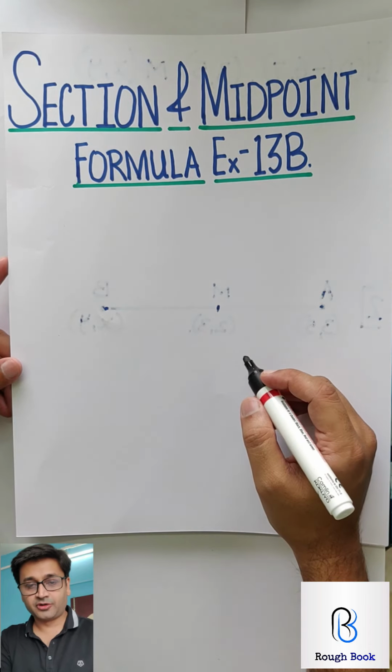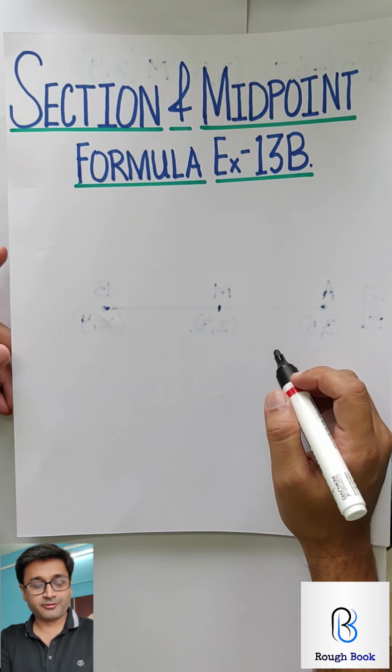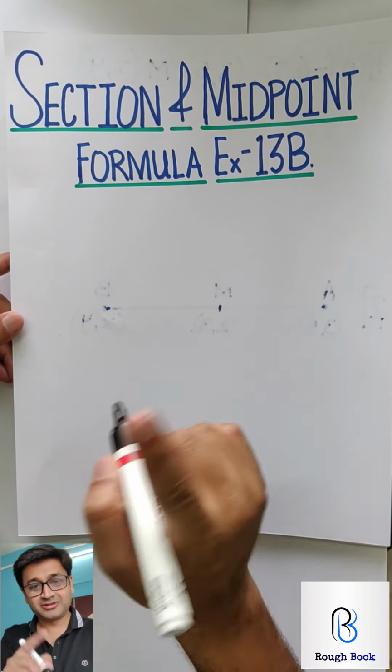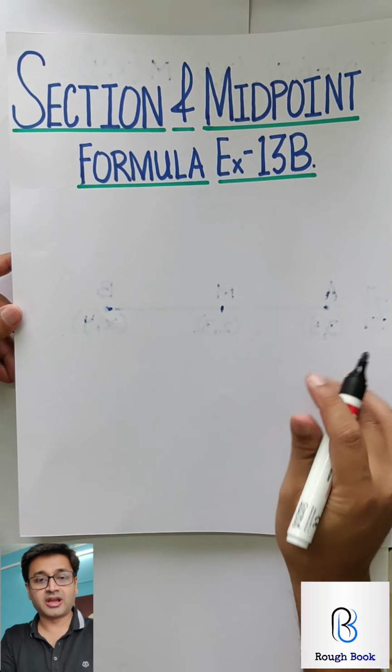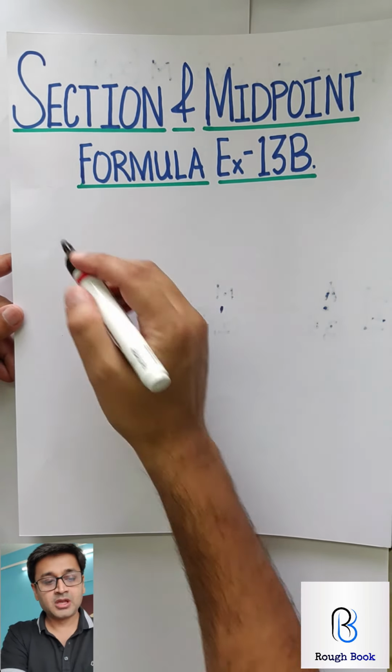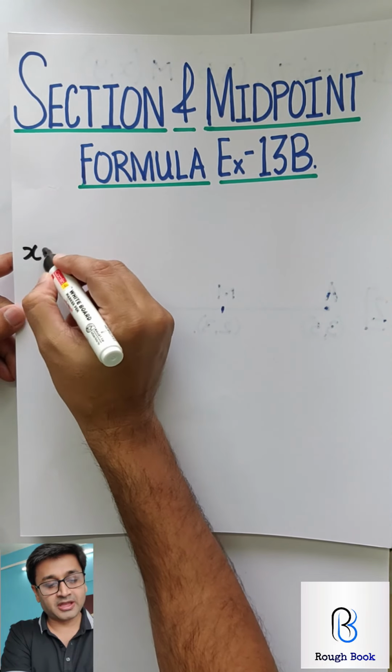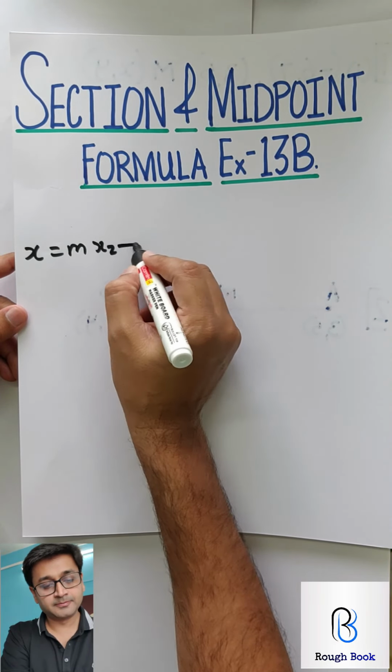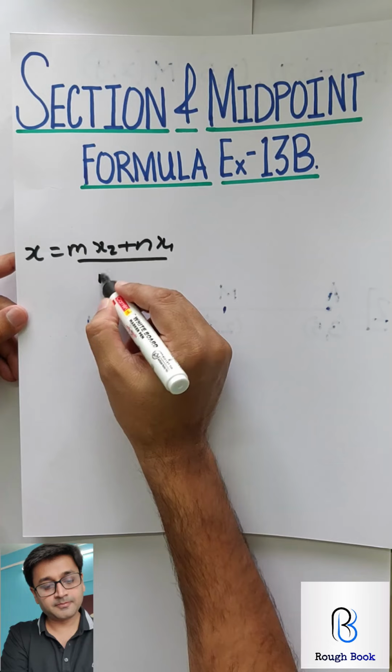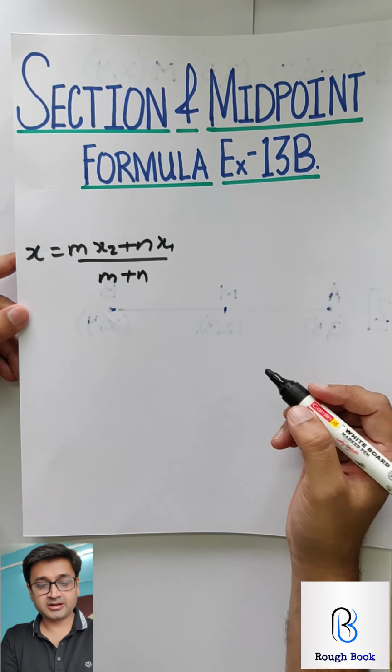Yesterday we did section formula, today we are getting into midpoint formula. So I want you to begin with section formula first and then we will try and derive the midpoint formula. So what was our section formula? x is equal to (mx2 + nx1) / (m + n), correct?